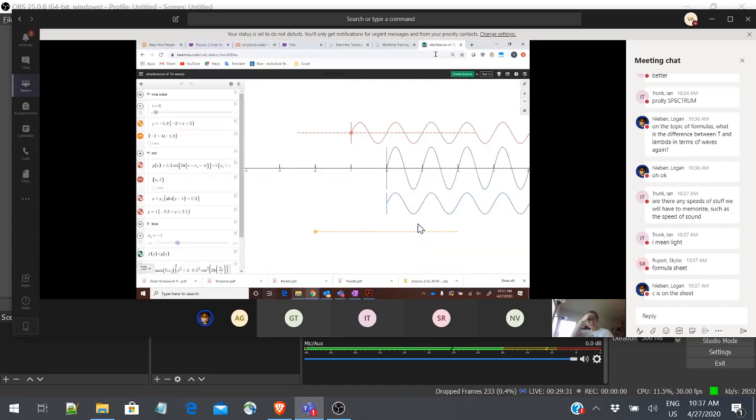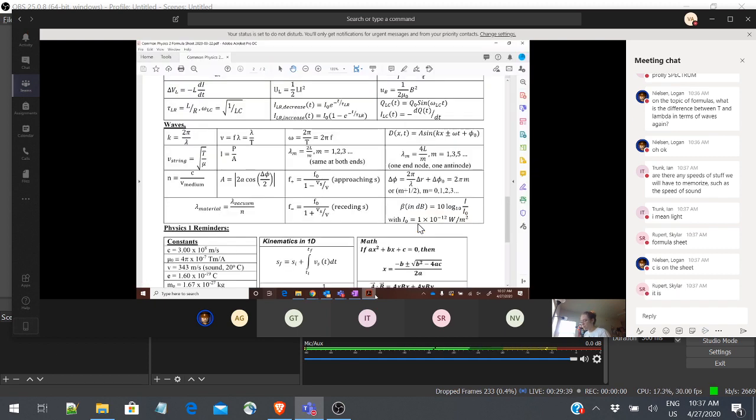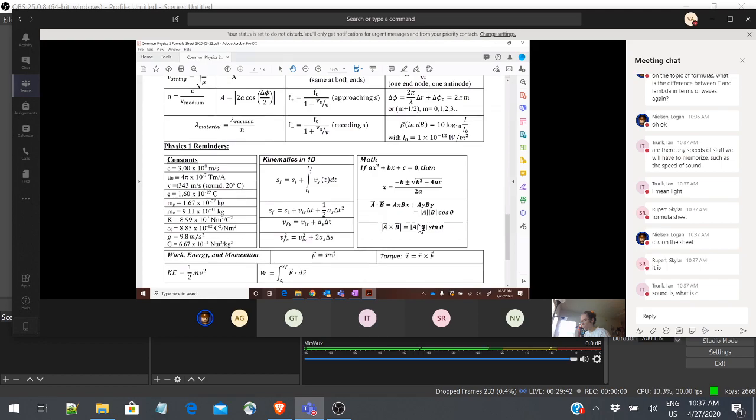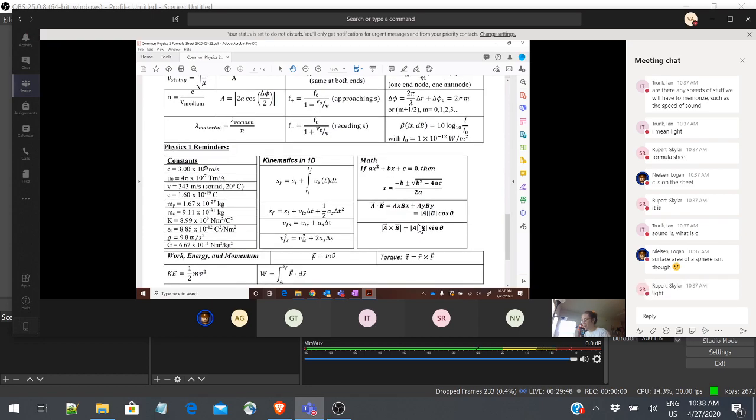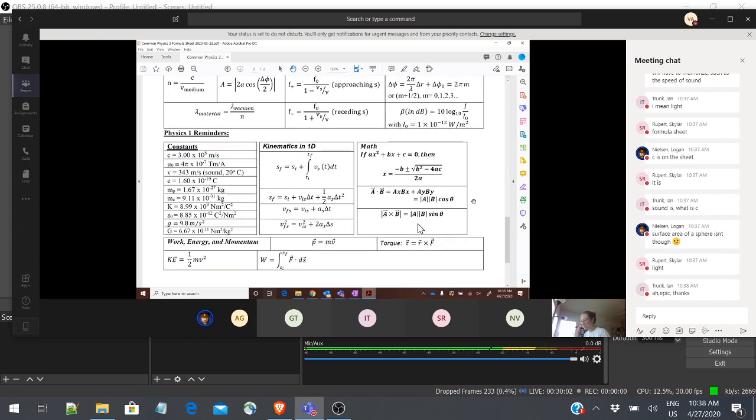Yeah, C is on the sheet. And speed of sound, I think, might be on the sheet. I don't remember. Yeah, speed of sound is 343. C is the speed of light in vacuum, right there. Surface area of a sphere is not. That's true. You gotta remember it's 4 pi r squared. That might be worth considering putting on here, actually.